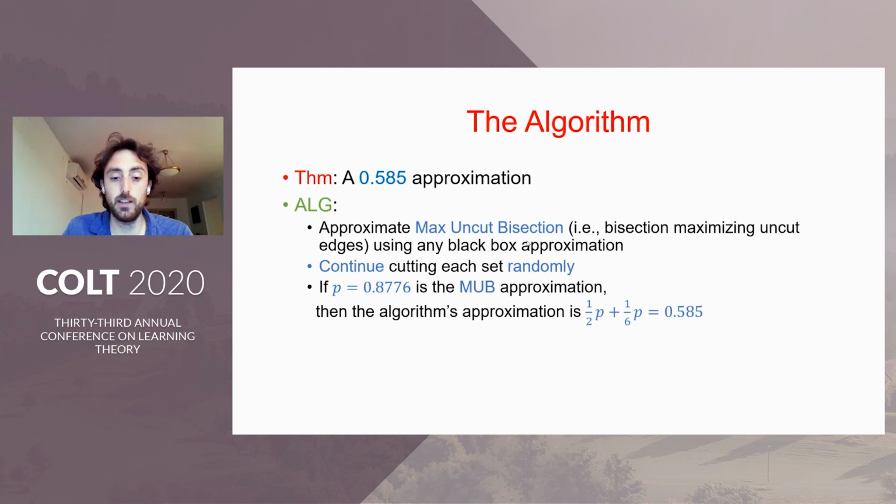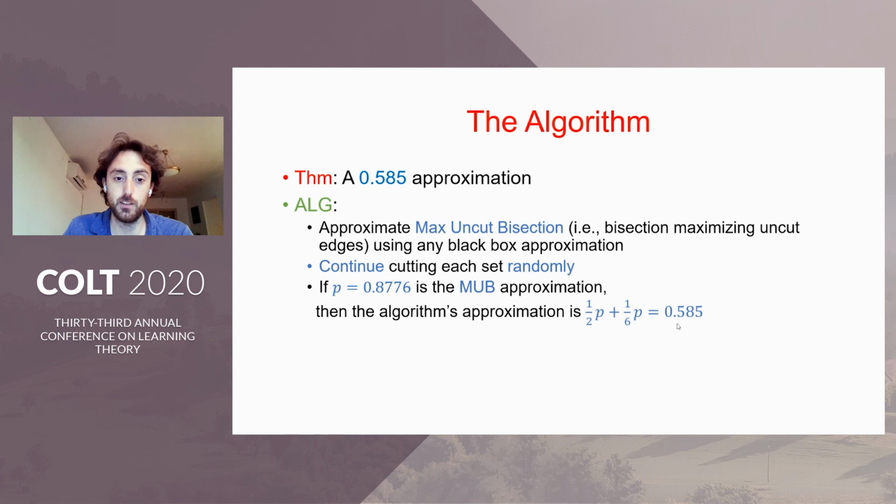Now that we've defined the algorithm, the revenue generated is as follows. Let's say that P is the approximation for the max uncut bisection problem that we get from using the black box algorithm. In this case, the revenue generated is P/2 plus P/6, where the P/2 is the revenue generated through the first cut, and this analysis relies on our structural theorem. And the P/6 is all the rest of the revenue that we get from the random algorithm. It is known that P is at least 0.8776, and for this value of P, we get a 0.585 approximation.